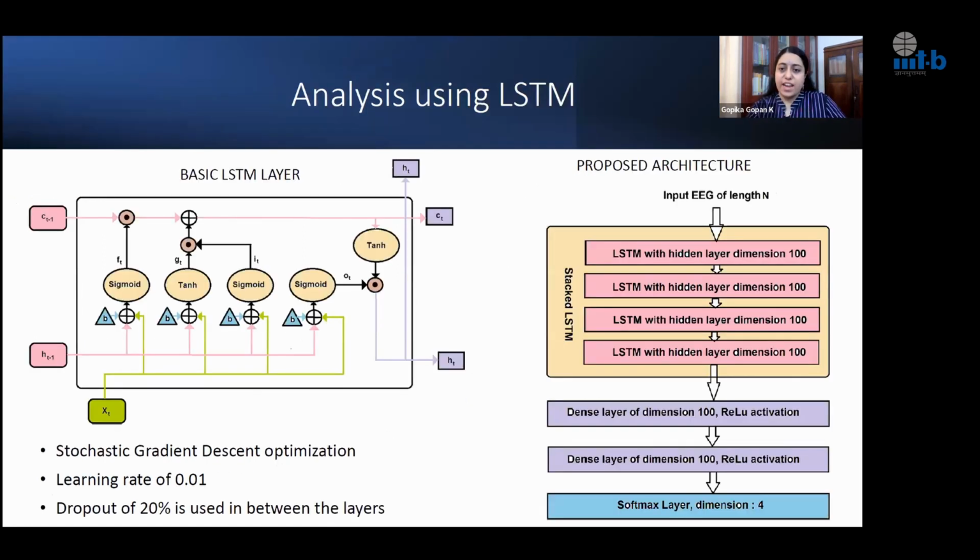In terms of LSTM analysis, we used a stacked LSTM with the base LSTM layer shown on the left side. And we had 4 LSTM layers, each with a dimension of 100, followed by 2 dense layers and a softmax layer. We used stochastic gradient descent optimization, and the learning rate was 0.001 with a dropout of 20%.